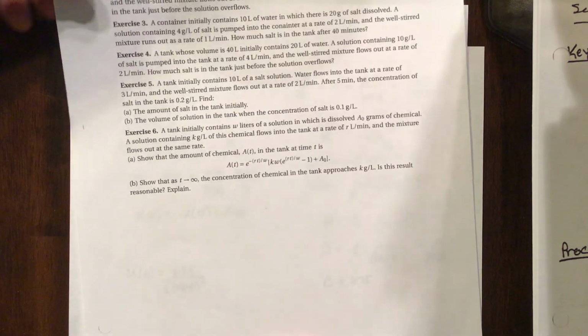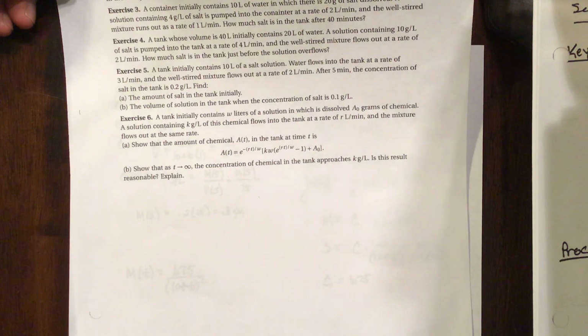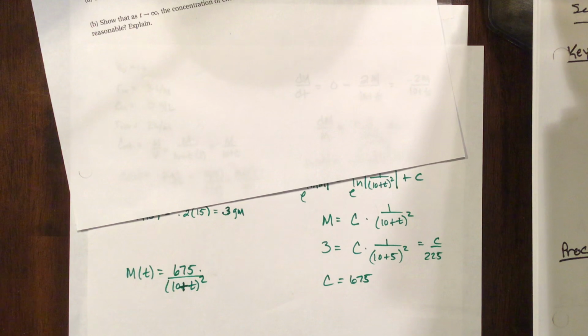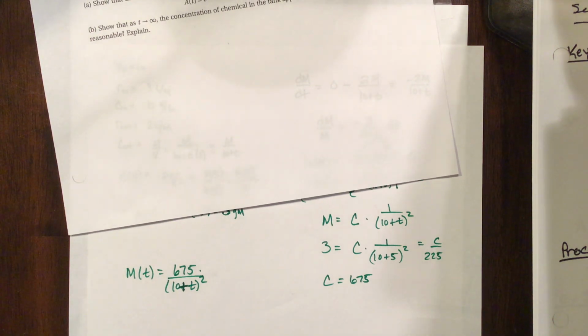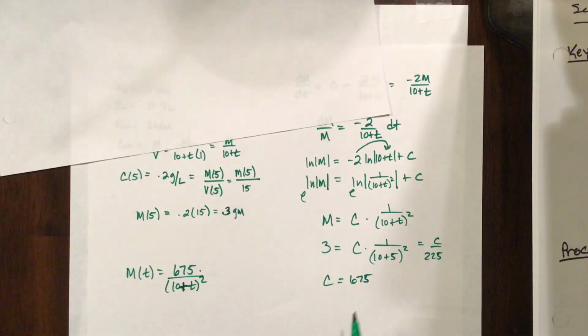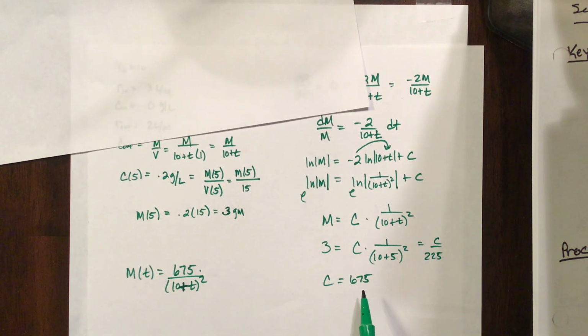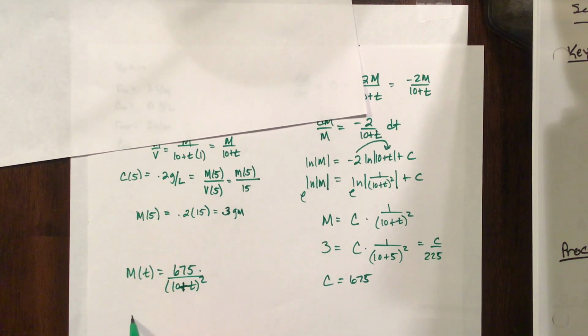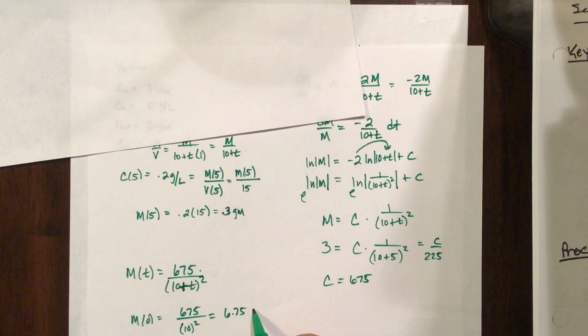Did we solve the question? No, not necessarily. Find the amount of salt in the tank initially. Okay, so initially, how much salt is in the tank? This is the amount of salt at any given time. The 675 came from the condition of what the concentration of the salt was at 5 minutes. So we want it at 0. So M of 0 is 675 over 10 plus 0 squared. So that's 10 squared. So that's 6.75 grams.